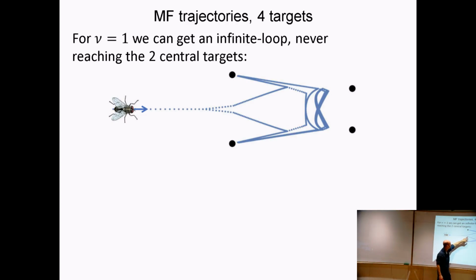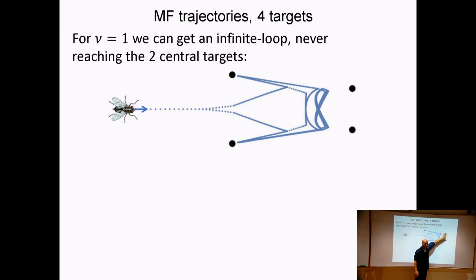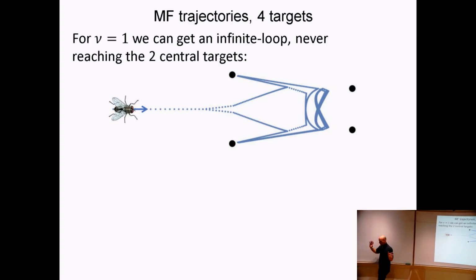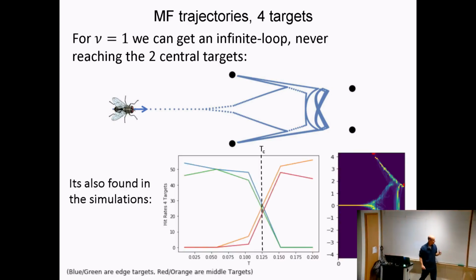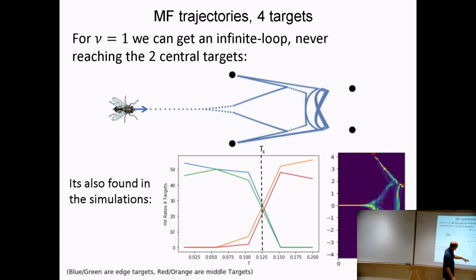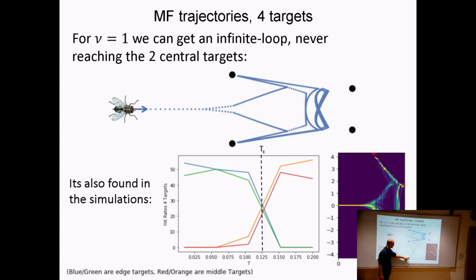So these are the mean field trajectories between four targets. And what you see is that you never reach those central targets, not because of some strange fractal of infinite bifurcations, but you reach this strange infinite loop and you never reach them. So you say, okay, but that's only mean field solution. It's very clean, but in reality there's some noise. So you can actually run this with noise, and you still see that you hardly ever reach them. You reach them with some probability. It's not zero, but it's much lower than the probability of reaching the edge targets, these two.